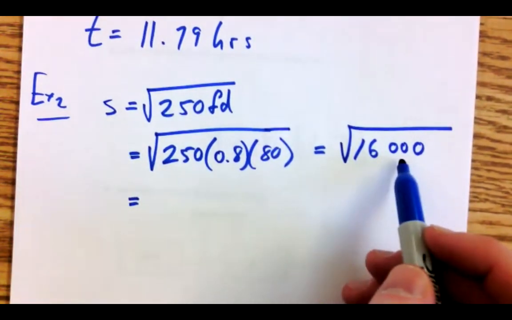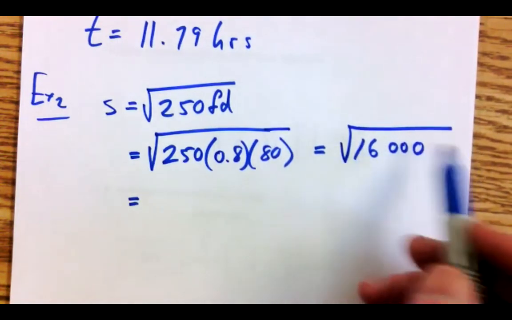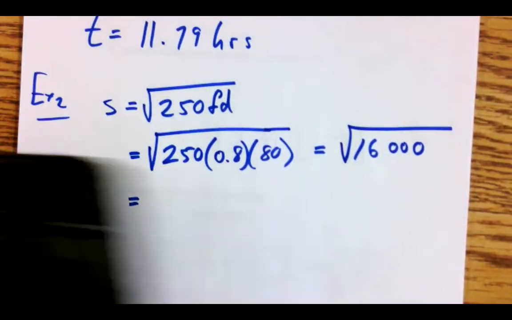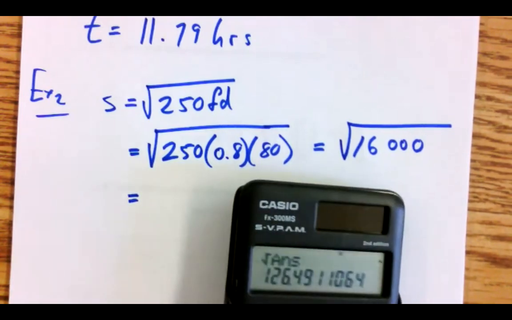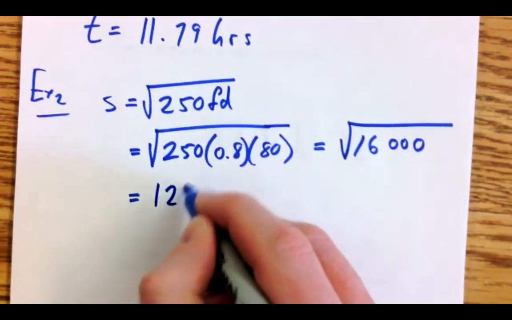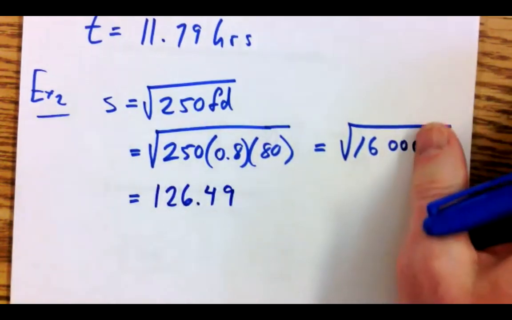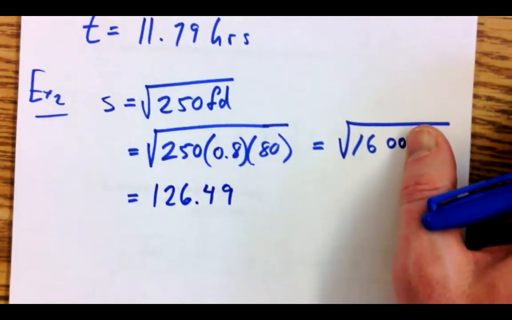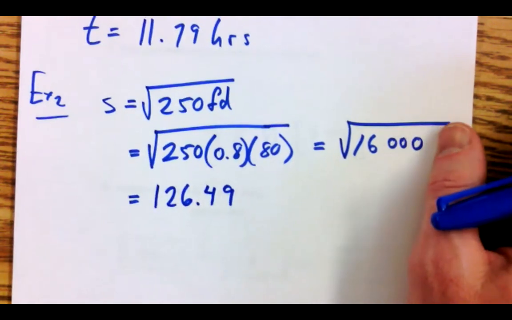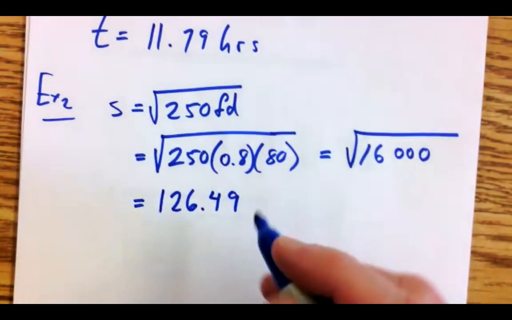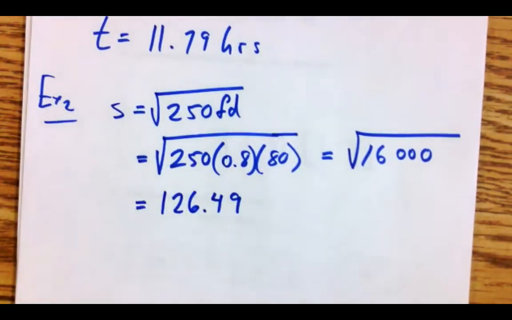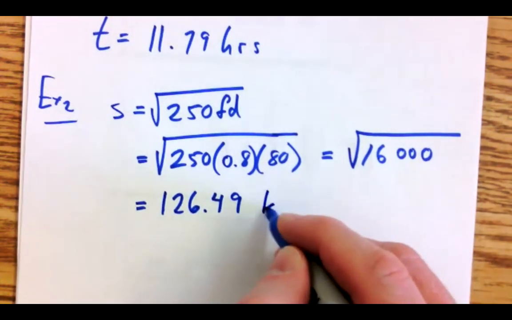If there were an even number of zeros, that would not be a calculator question. But there aren't. So let's find the root of that. 126.49. Yeah, if it was 1600, the root of 1600 would be 40. That's it. And if there were 4 zeros, it'd be 400. So 126.49 is S. What even is S? S is the speed in kilometers per hour.